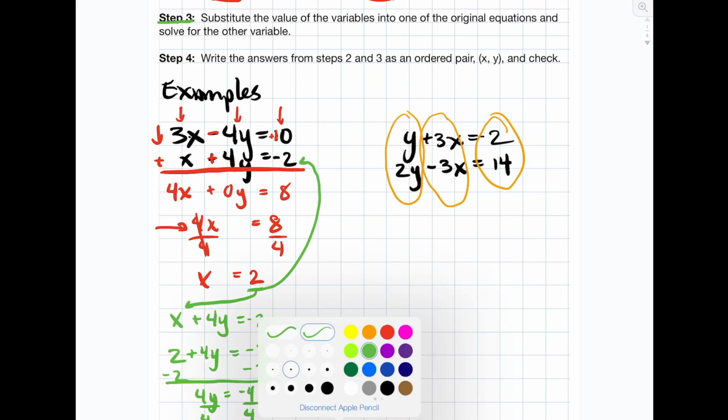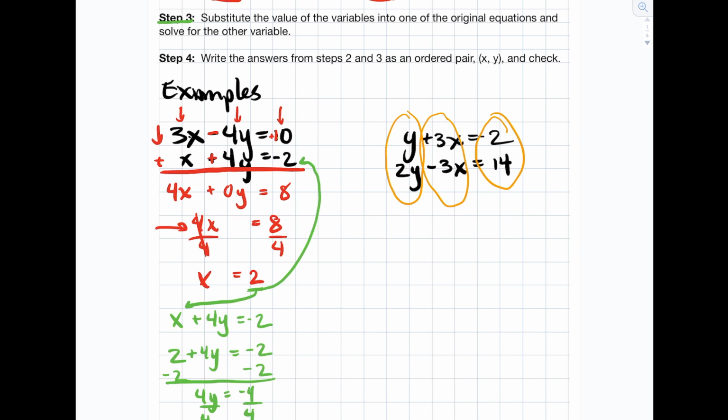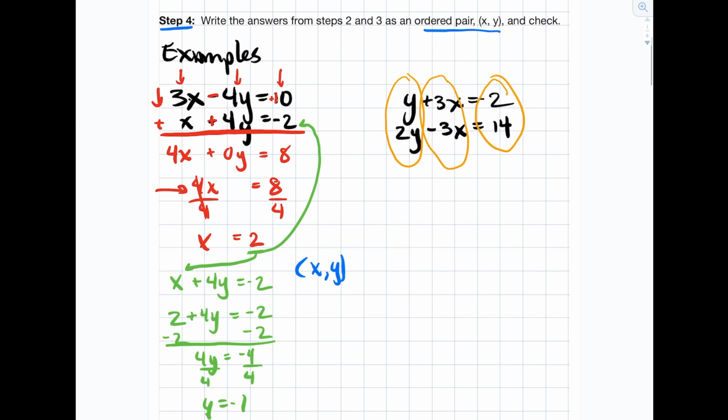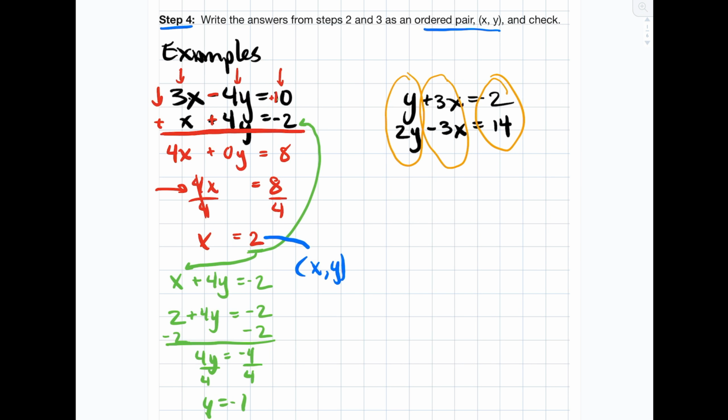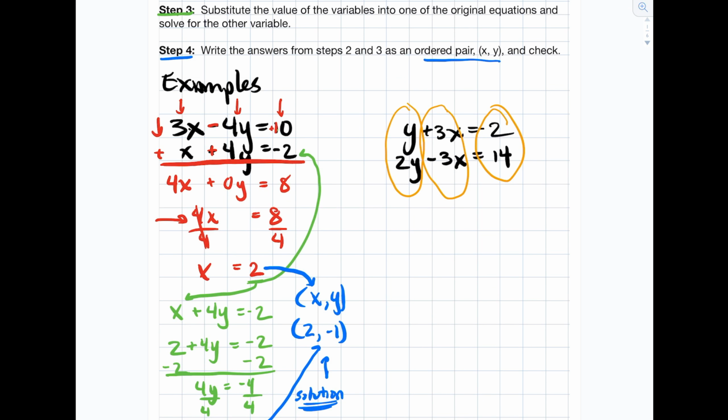The last step is to write the answers from steps 2 and 3 as an ordered pair. An ordered pair is just a point, an x coordinate, y coordinate. Our x coordinate is going to come from here, which is 2, and our y coordinate is negative 1. And this, folks, is our solution. We're done.